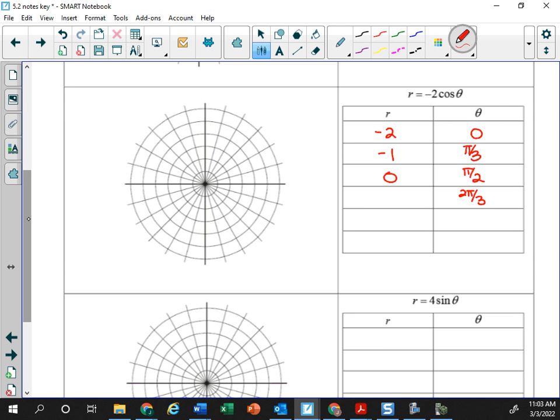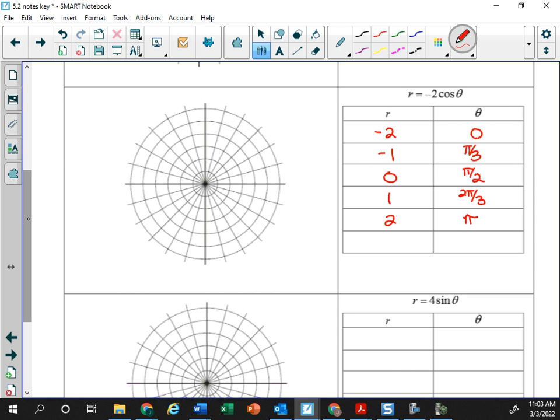2 pi over 3. What's the cosine of 2 pi over 3? Just anybody say it. -1/2. Yes, and -1/2 times -2 is 1. Starting to worry about you guys. Okay, one more point. Let's do pi. What is the cosine of pi? -1 times -2. 2. Okay.